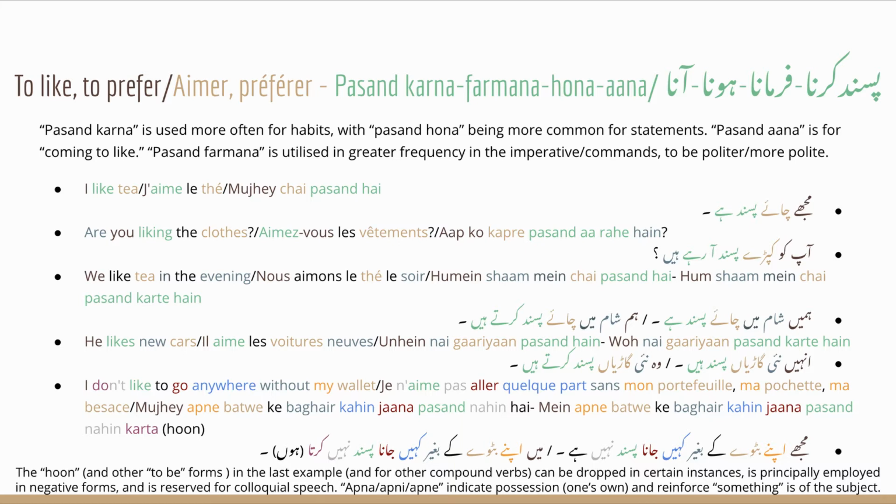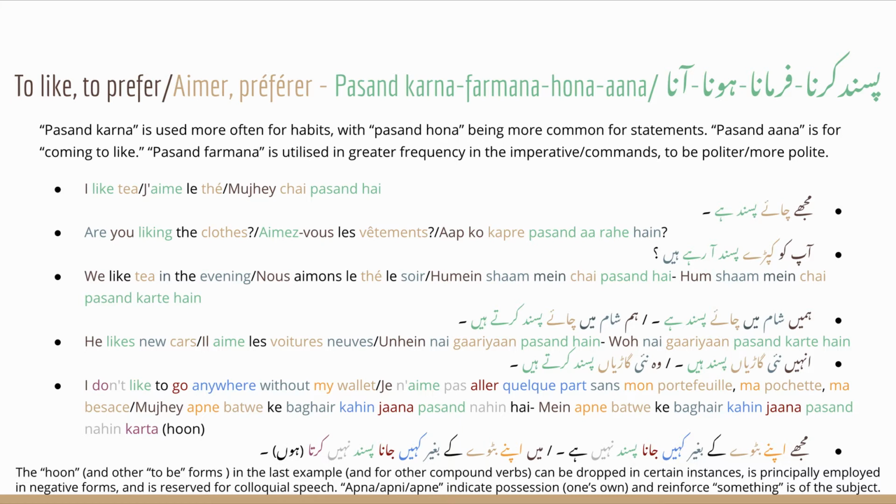To like or to prefer: pasand karna, farmana, hona, ana. So this is a bit of a complicated verb because the noun is used with four different simple verbs to have different nuances. So, I like tea. Mujhe chai pasand hai. When you're using pasand hona, you have to use the object pronoun.